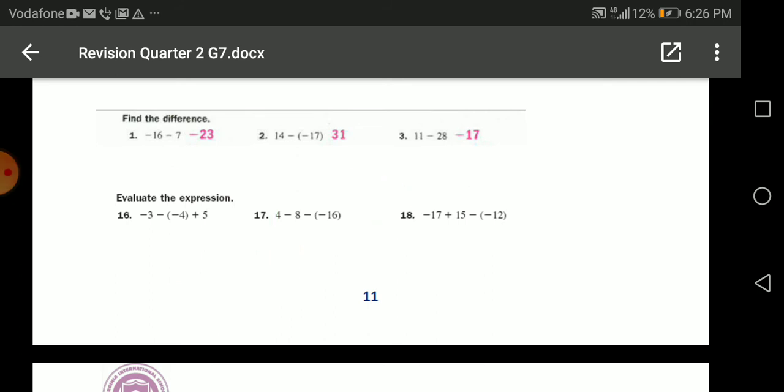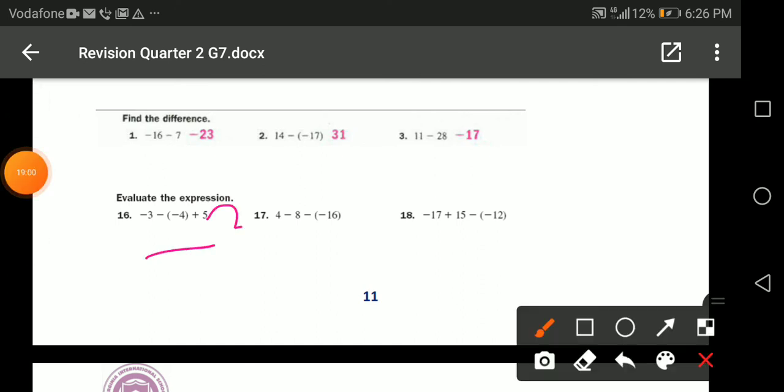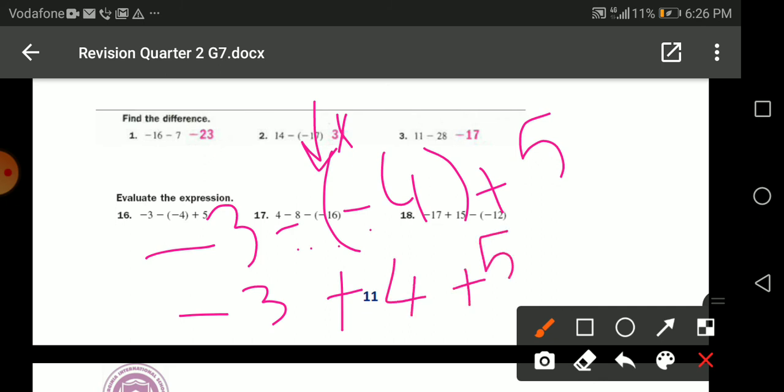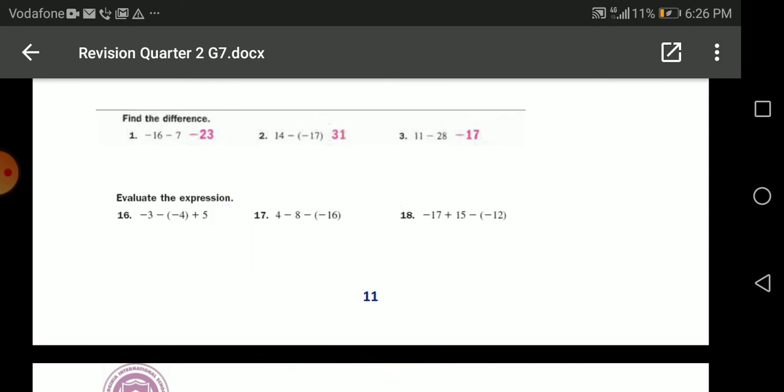So we have here negative 3 minus, open bracket, negative 4 plus 5. So remember, negative 3 the same, negative and bracket, what do we do? Multiply. Negative times negative gives me positive 4 plus 5. And we solve like this. We have 2 positives. 4 plus 5 gives me 9. And I have 1 negative. So what should I do? Make the difference. 9 minus 3 gives me 6. Take the sign of the greater number, which is positive.